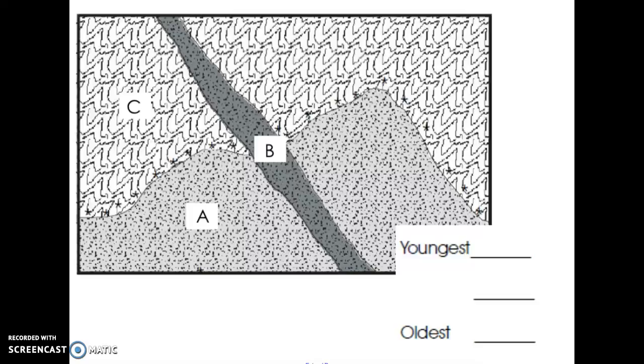Okay, with this one, you have three different things going on. You have them kind of stacked on top of each other, but then they overlap again. So if you want to try this one, go ahead and write it down. Okay, the oldest one is going to be A. It's the one on the bottom of everything, and then stacked on top of that is going to be C. And the youngest one, because it overlaps everything, is B. So A was laid down, C was laid down on top of it, and then B was actually magma that was pushed up and just kept going all the way through. So it's the newest layer, it's the youngest.